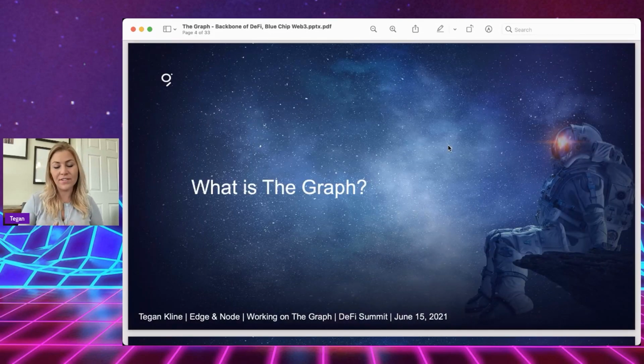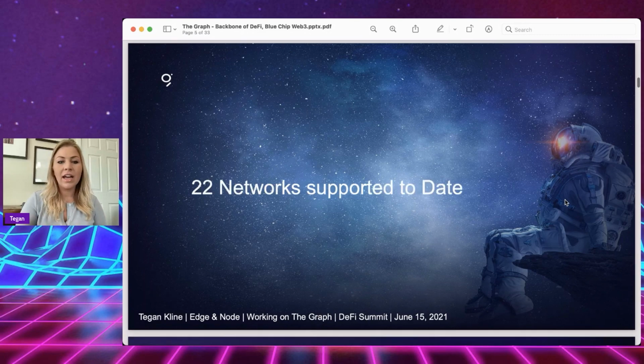And what is the Graph? So the Graph is a decentralized indexing and query protocol that's powering most of the applications in DeFi and the Web3 space today. And you can think of the Graph like this open data layer that sits on top of blockchains. And right now, the Graph supports over 22 networks. So Ethereum, Avalanche, Celo, Phantom, layer 2s like Arbitrum, also sidechains like Polygon, formerly called Matic.